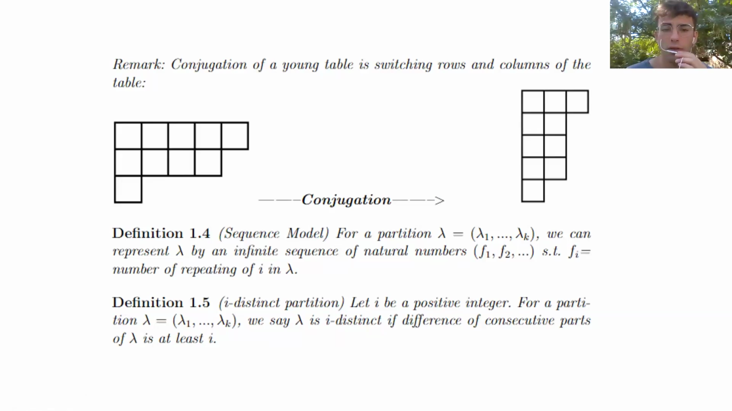There is a conjugation operation on Young tables. We can take the symmetry according to the line y equals minus x. The conjugation operation is changing the partition, but the sum is still the same. We will use the conjugation operation to prove a theorem. I will show that.